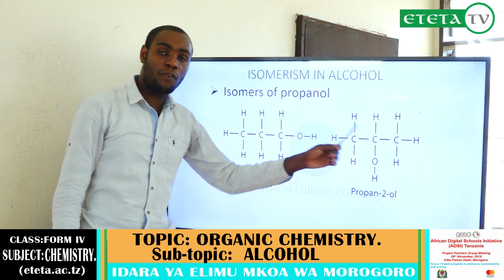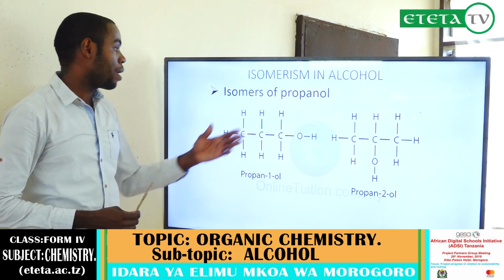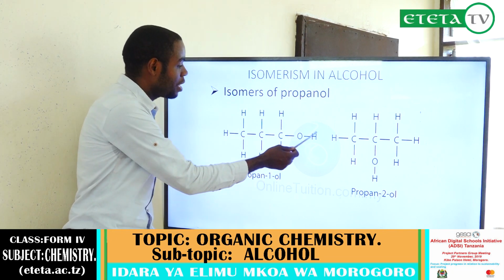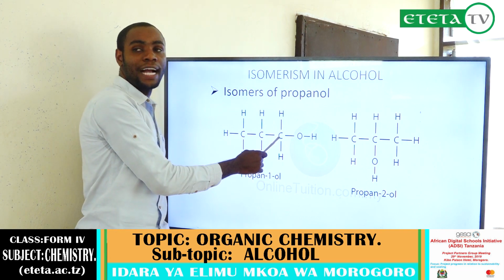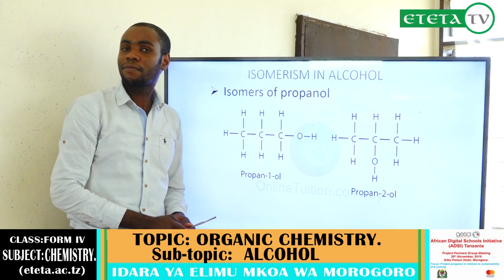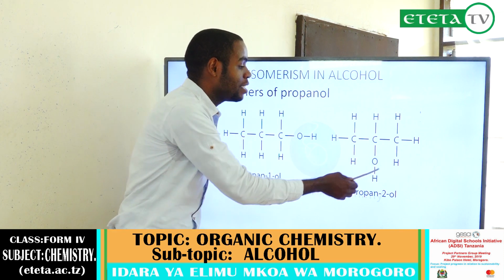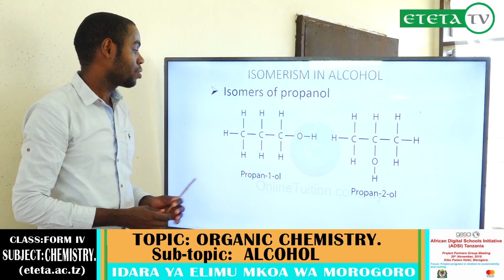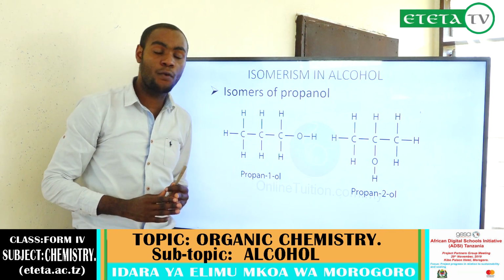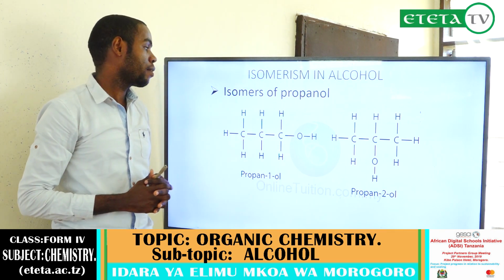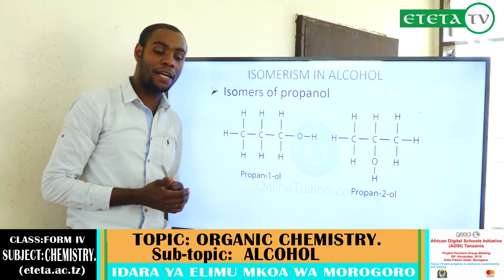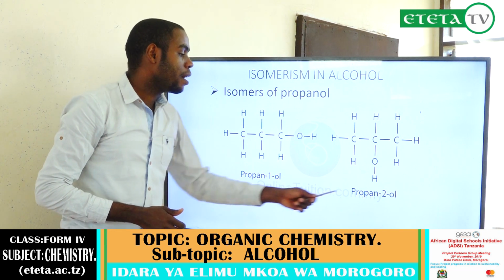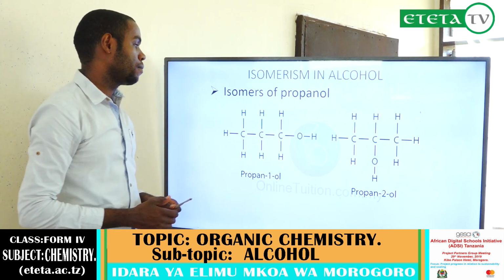These are isomers of propanol. Propanol has two isomers. The first one is this one, propan-1-ol. As you see here, the OH group is on the first carbon, so it is propan-1-ol. And the second is this one, which is propan-2-ol, as OH is on the second carbon. So there are two isomers of propanol: propan-1-ol and propan-2-ol.